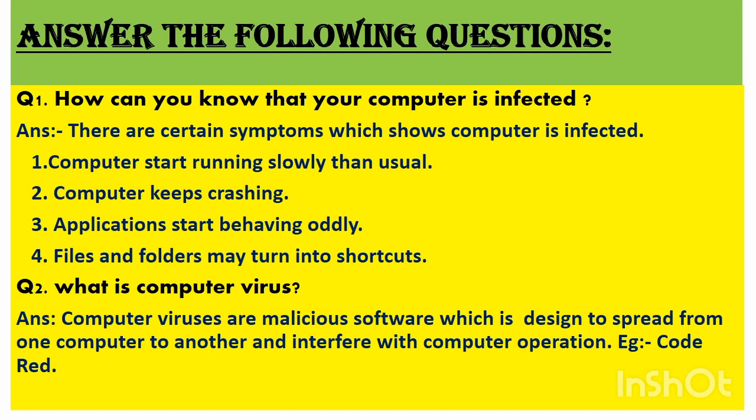What is a computer virus? Look here everyone. A computer virus is a malicious software which is designed to spread from one computer to another and interfere with the computer operation. For example, Code Red is one example of a virus. It is designed with the intention not only to harm the computer but also to spread from one system to another.